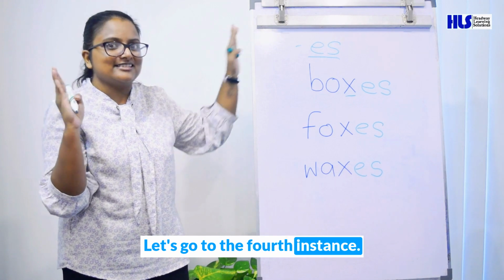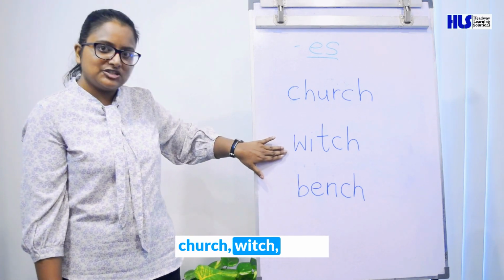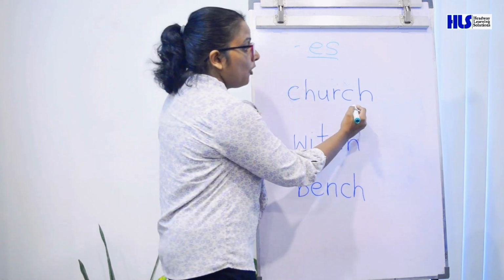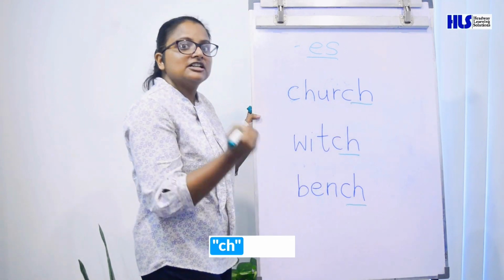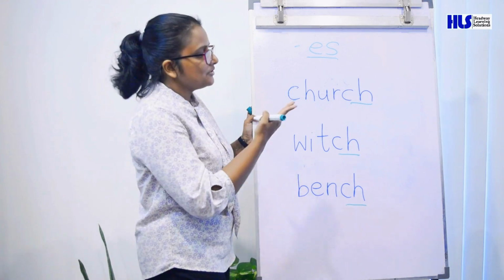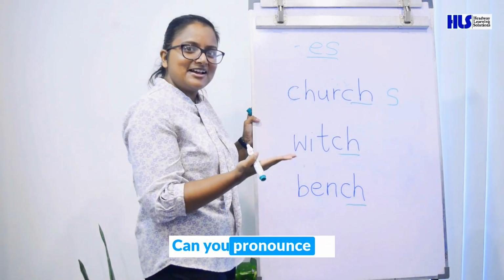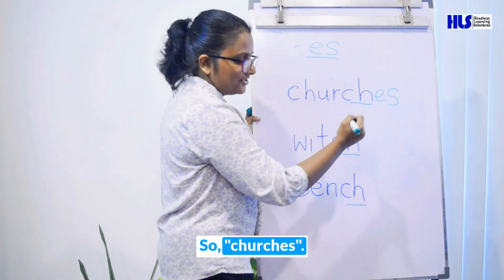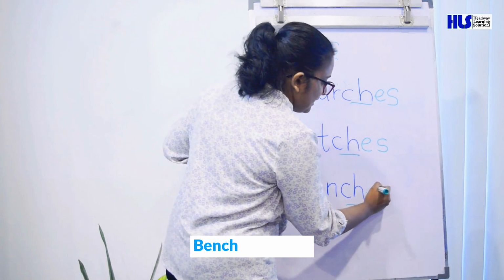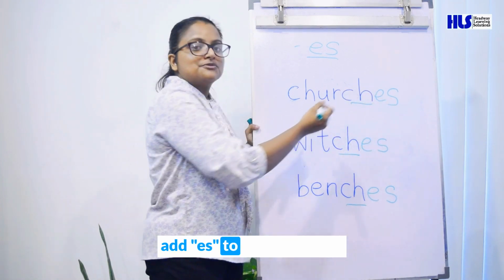Let's go to the fourth instance. Look at these words: church, which, bench. Now, you can find the similarity of these three words. Can you see? All three words end in the ch sound. Therefore, to make it plural, once again, you have to add es. Pronounce with me. Church. If it is more than one, church. Can you pronounce it? No, it's difficult. So, churches. Which? Witches. Bench. Benches. So here goes the fourth rule. Words ending with ch add es to make it plural.